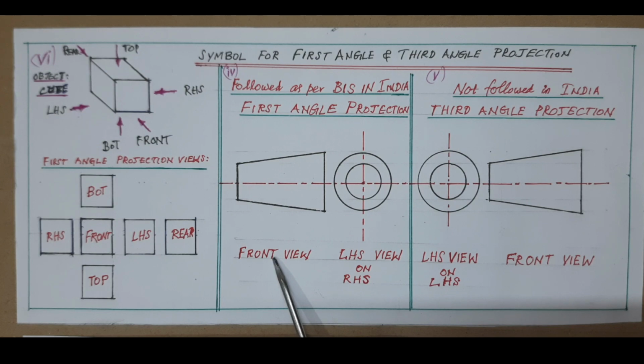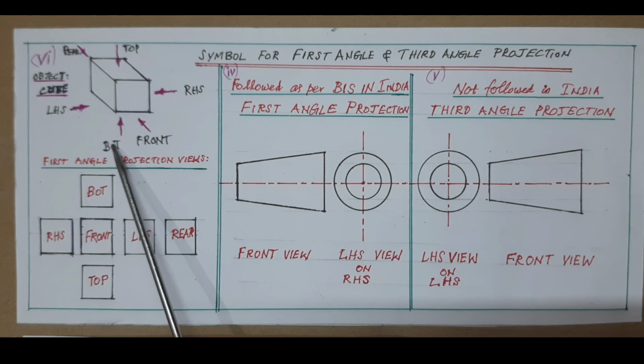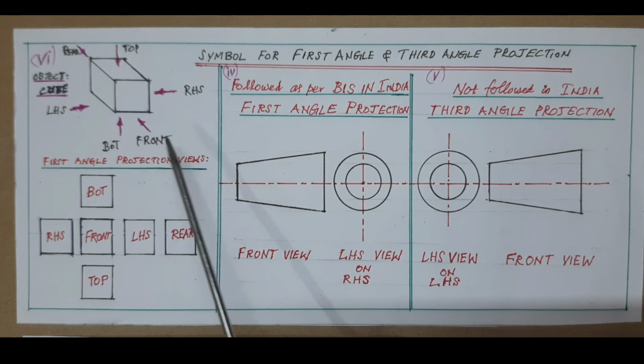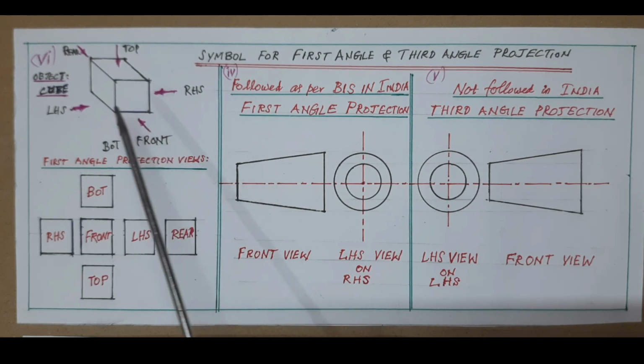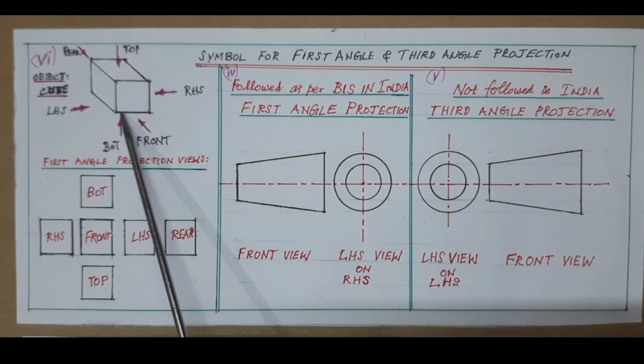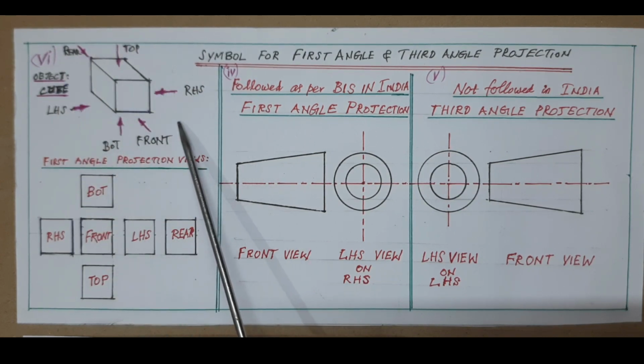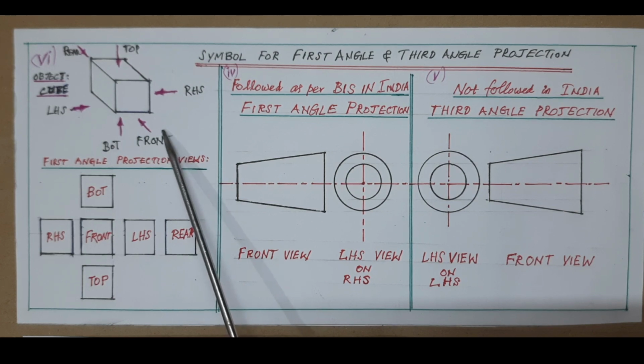For that, referring to figure 6, the cube is shown, assuming this cube is placed in the first quadrant only, since we follow first angle projection, and the cube is to be viewed from all the 6 directions as shown in the figure. This is the front side of the cube, this is the left hand side, this is the right hand side, this is the top side, this is the bottom side, this is the rear side. These are all the 6 views of projection. We can view the cube from 6 sides.